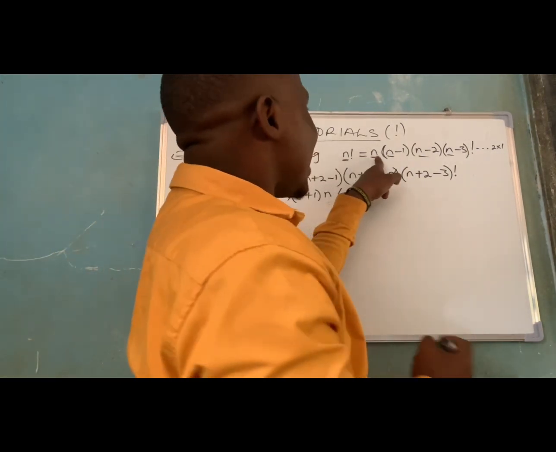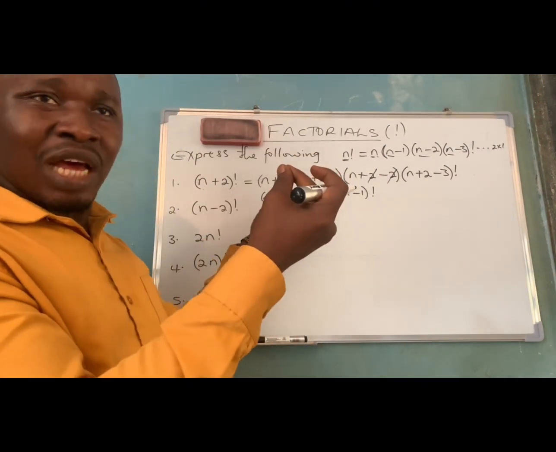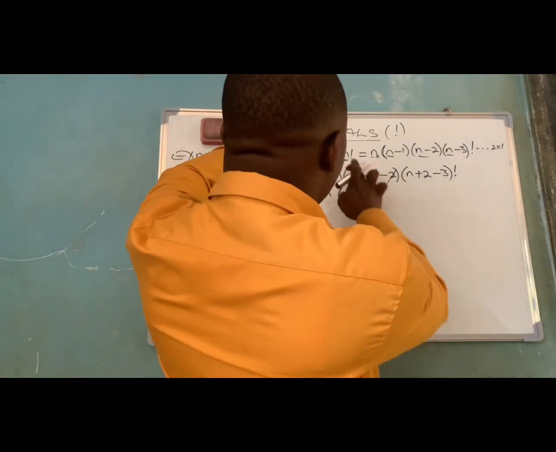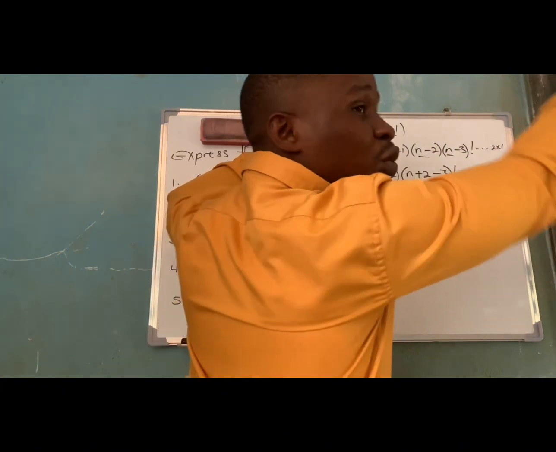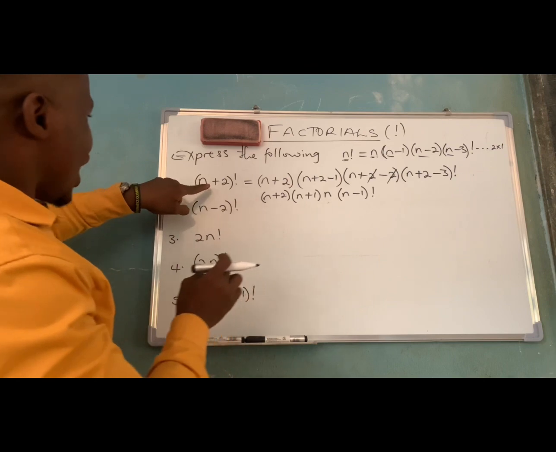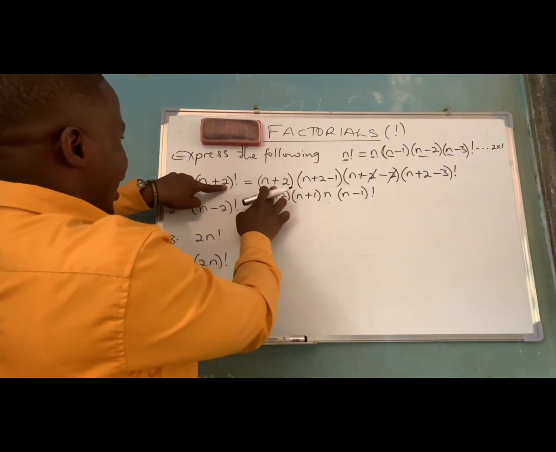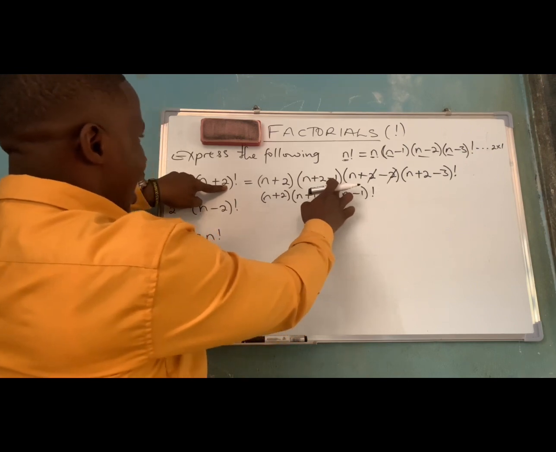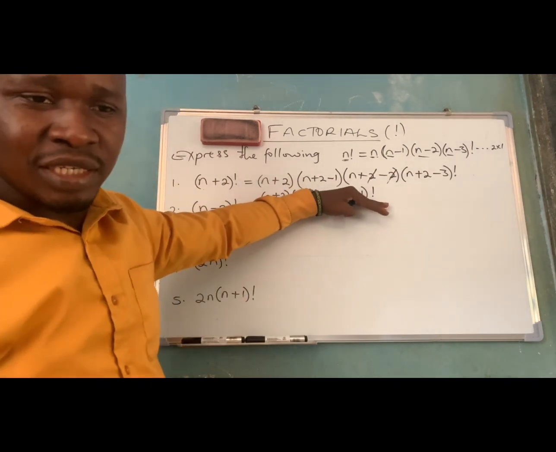N factorial is the n itself. N plus 2 factorial is the n plus 2 itself. Then we start by saying n minus 1, n minus 2, n minus 3 until we get to 1. So here again, n plus 2 factorial, the n plus 2 itself, then we start by saying n plus 2 minus 1, n plus 2 minus 2, n plus 2 minus 3. So this is what we get.